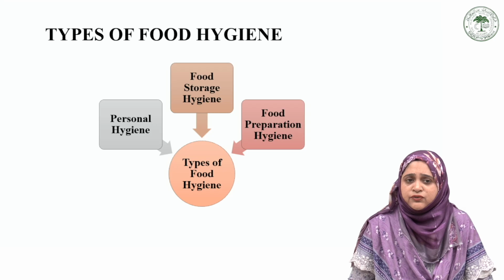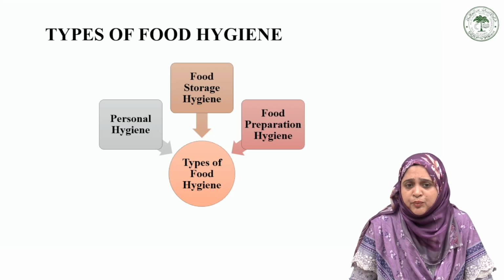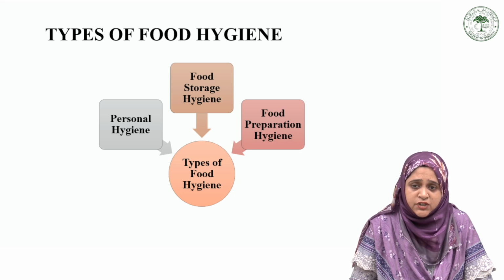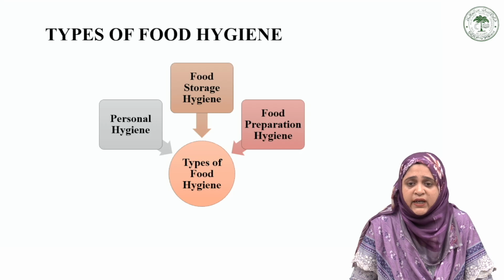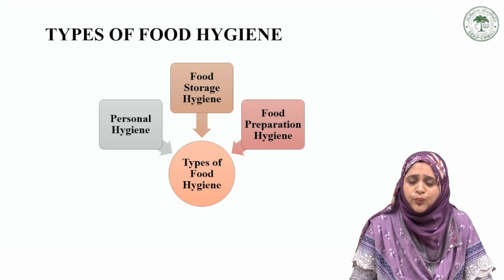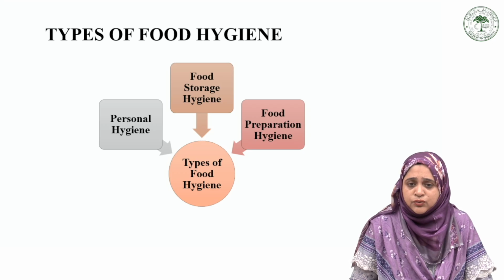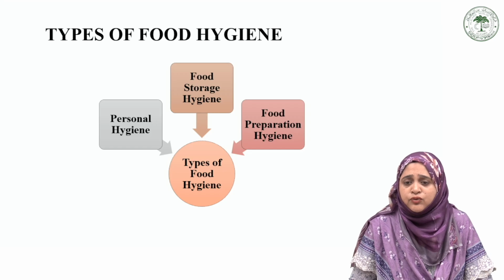And the next one is food preparation hygiene. This includes washing all fruits and vegetables before use, cooking food to the correct temperature, and avoiding cross contamination between raw and cooked food. It is also important to use clean utensils and surfaces when preparing the food. And it is also essential to label the food with the date it was prepared and discard any food that has been left out for too long.